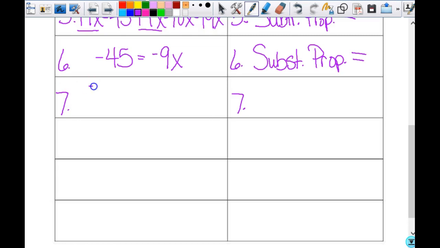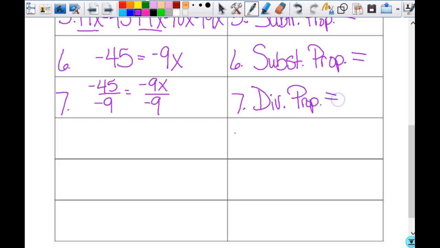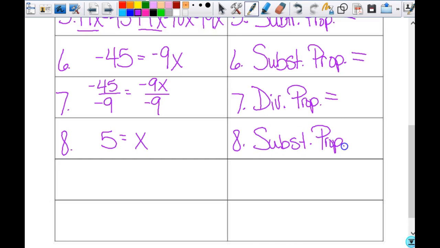Divide. So I'm going to get negative 45 divided by negative 9 equals negative 9x divided by negative 9. Good. Division, property of equality. Then substitution. So what's negative 45 divided by negative 9? 5. That's equal to x. So that is your substitution. Property of equality.